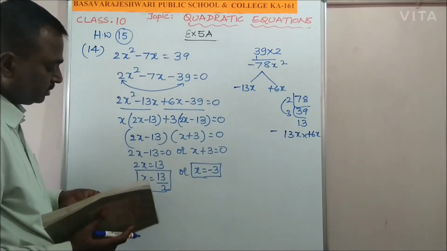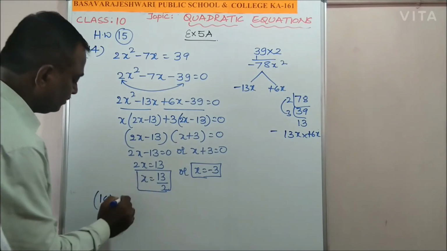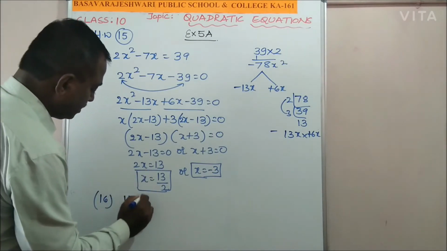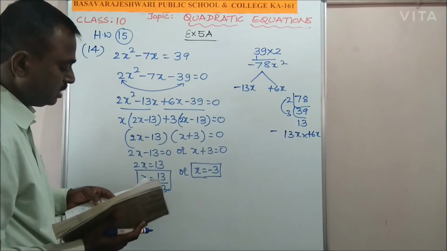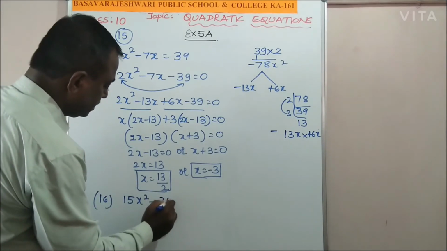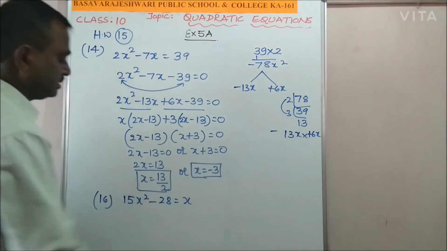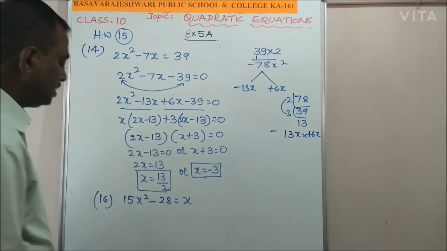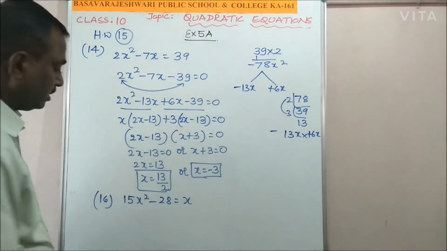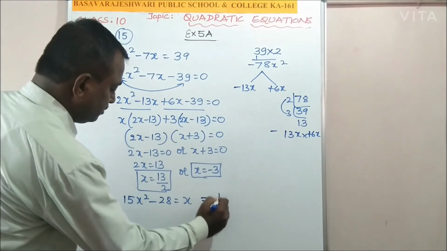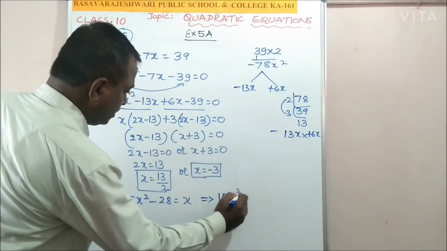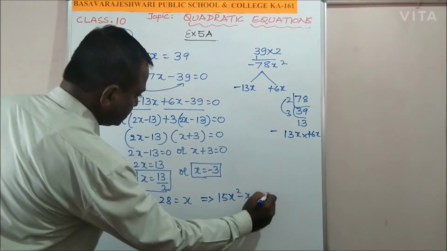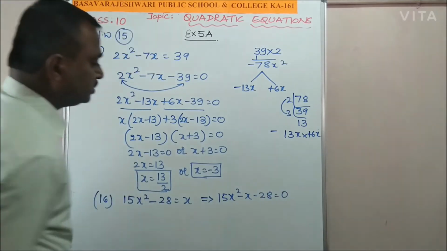So what does the 16th question say? 15x square minus x minus 28 is equal to 0. So bring it to standard form. This implies 15x square minus x minus 28 is equal to 0.